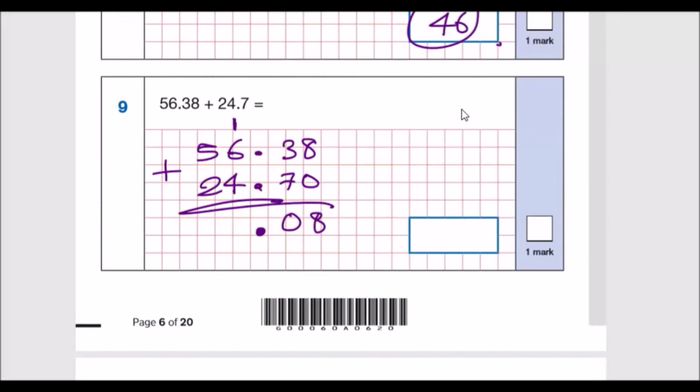6 and 4 is 10, plus 1 is 11, carry the 1. 5 and 2 is 7, plus 1 is 8. Now, I just want to say a few things here. Just a little tip for you guys when you do these kind of questions.